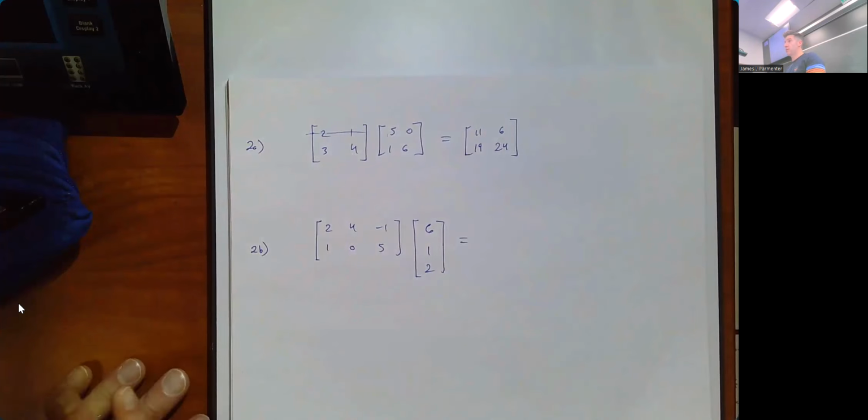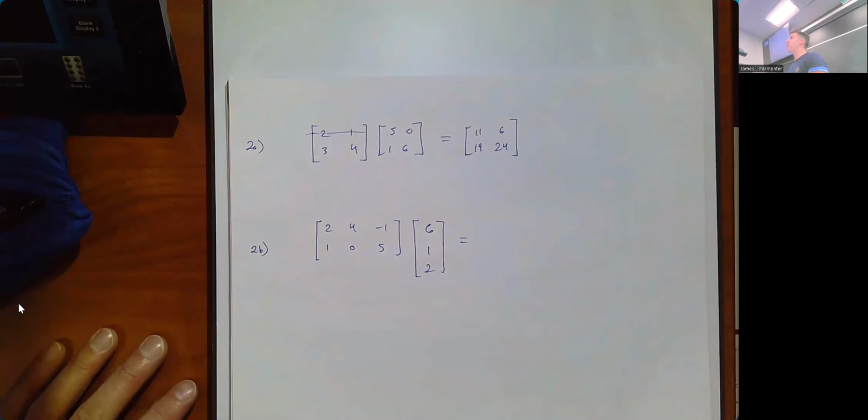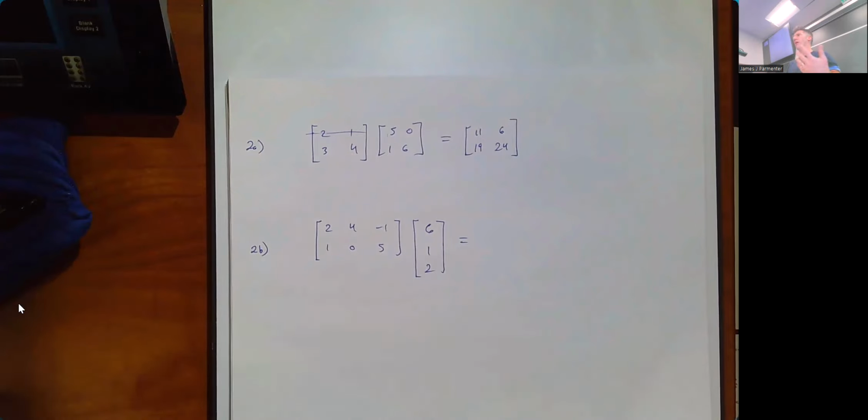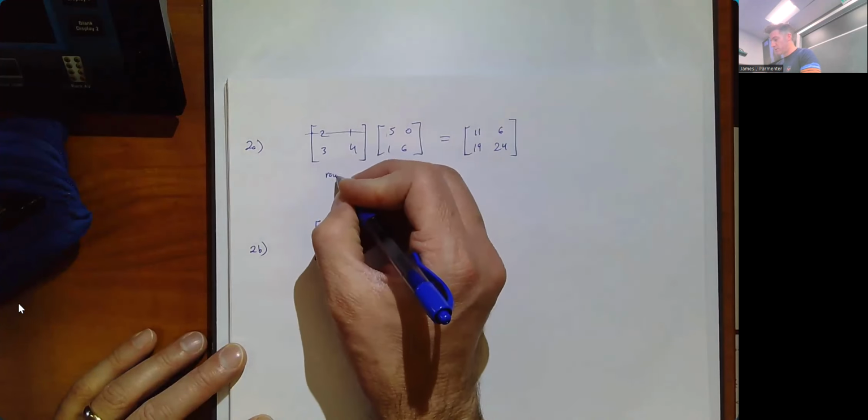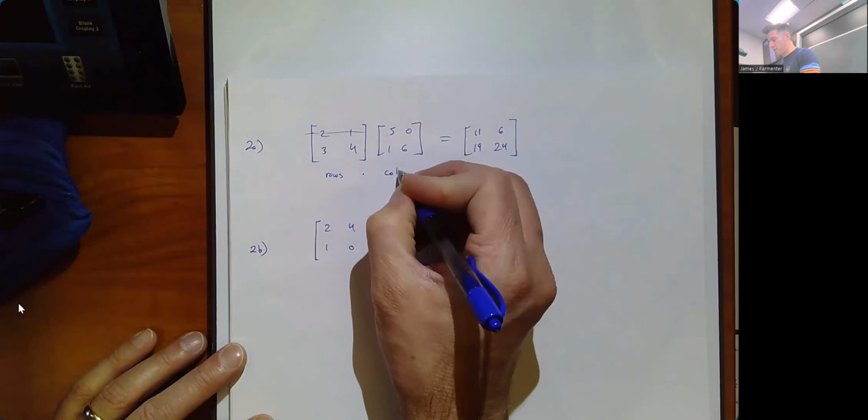You can show more work, it's totally fine, but you want to be comfortable with this so that you can do it relatively quickly and not be like, how am I multiplying these together? Oh yeah, it's always rows of the first matrix dotted with columns of the second matrix.